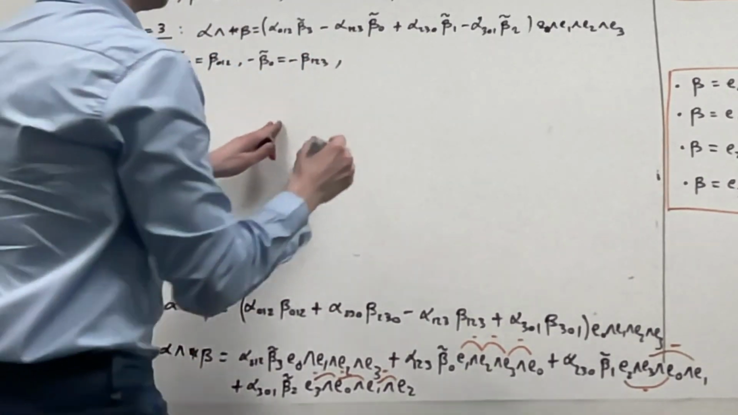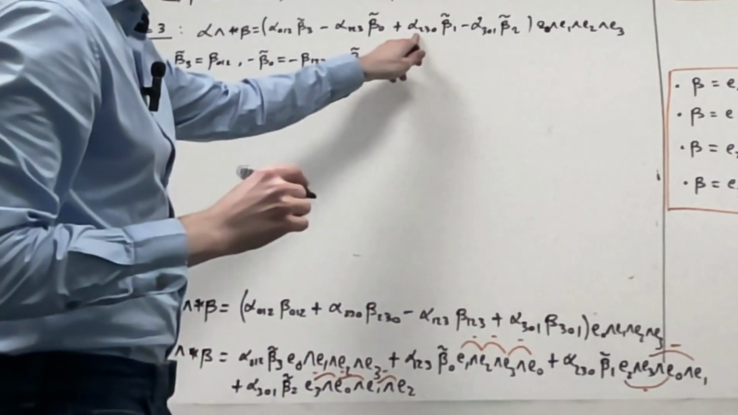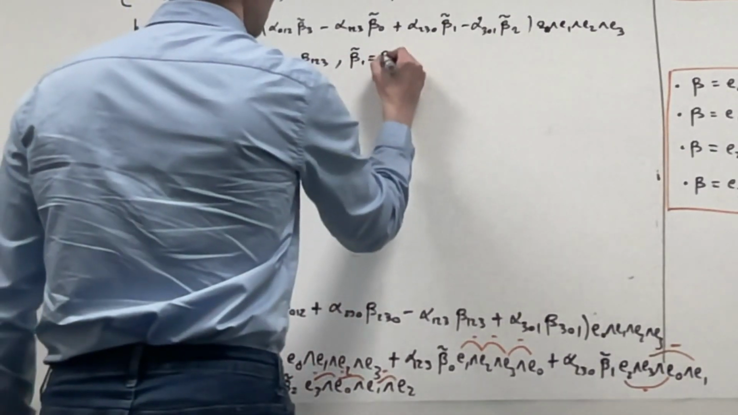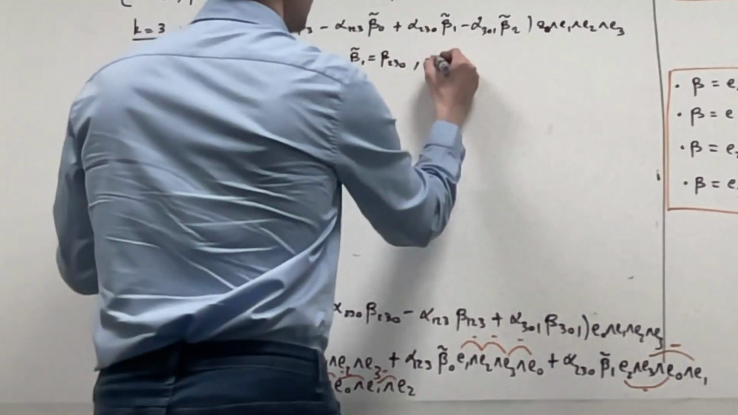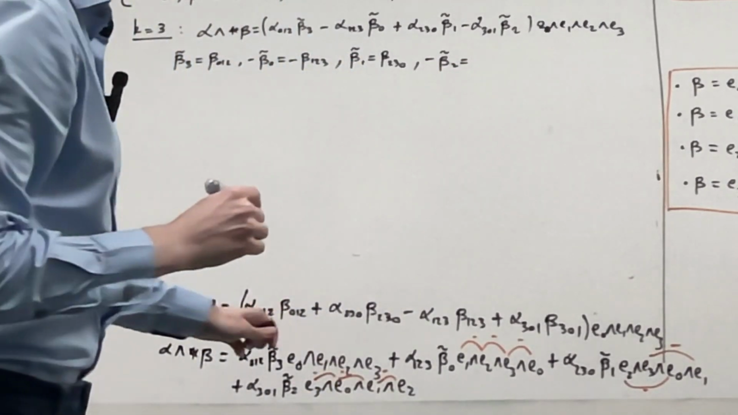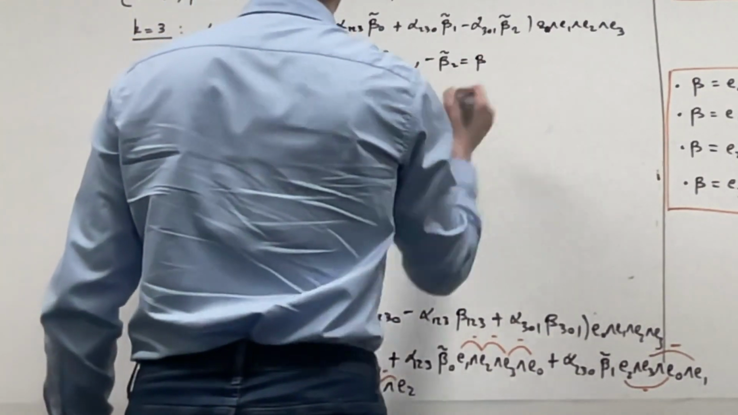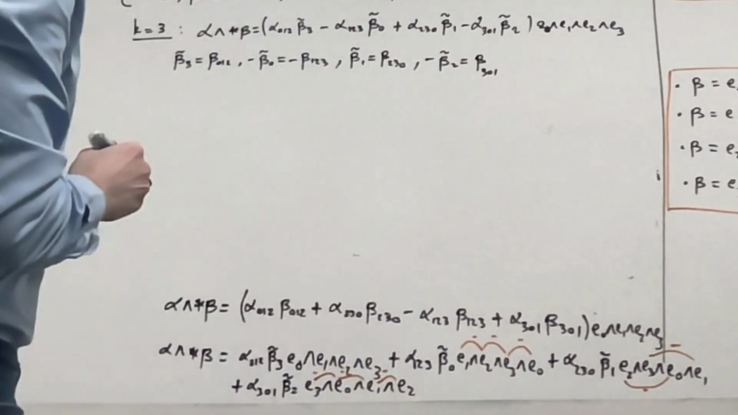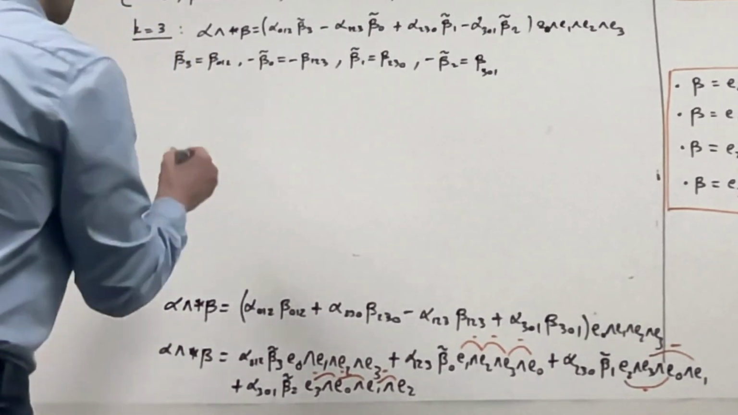Then we have beta tilde 1. And that's in front of then alpha 2, 3, 0. So alpha 2, 3, 0 is here. So that's beta 2, 3, 0. And finally, we have minus beta tilde 2 has to be equal. So that's in front of alpha 3, 0, 1. And so that's beta 3, 0, 1. Okay.